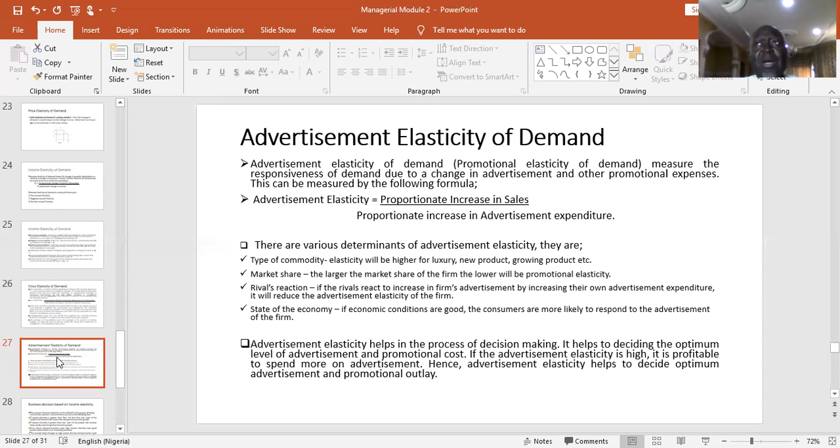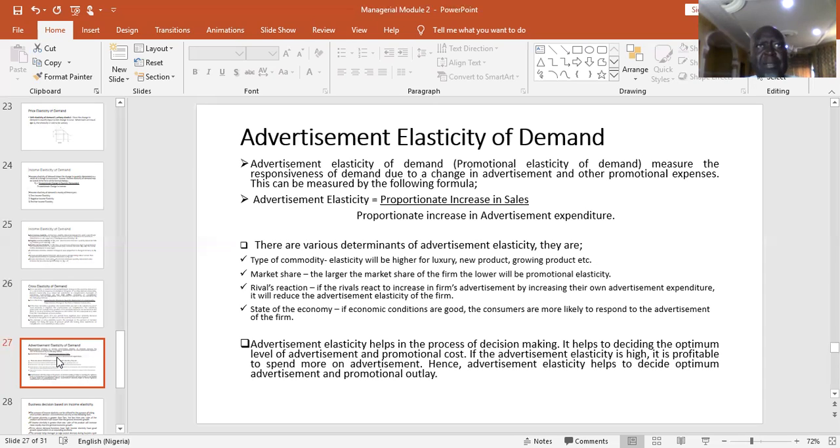There are various determinants of advertisement elasticity. They are type of commodity. Elasticity will be higher for luxury, new product, growing product, etc. Market share. The larger the market share of the firm, the lower will be the promotional elasticity. If a company is having a very large share, what drives demand is really not much of advertisement, but the share size in the market.